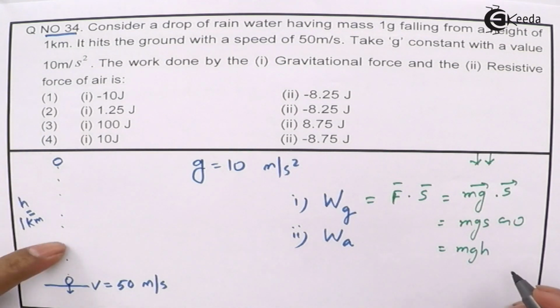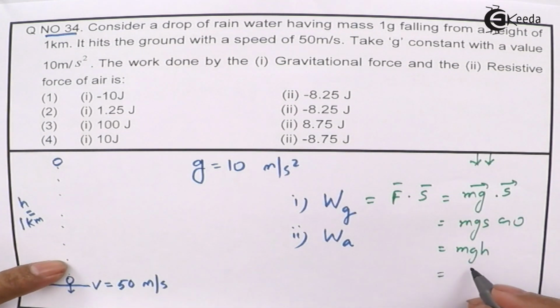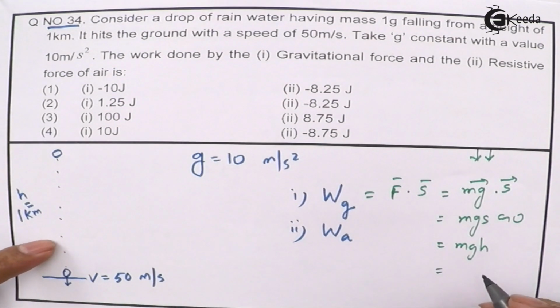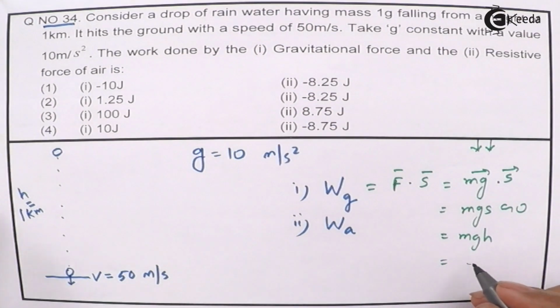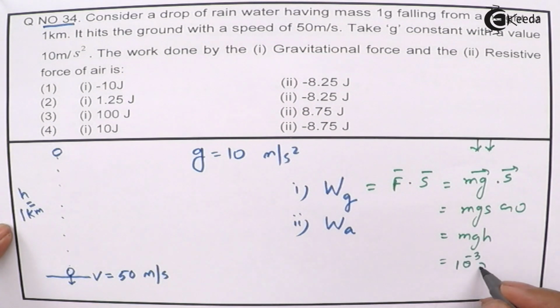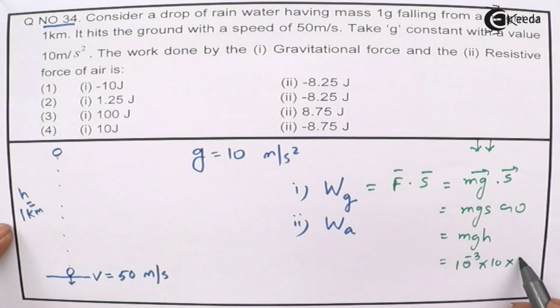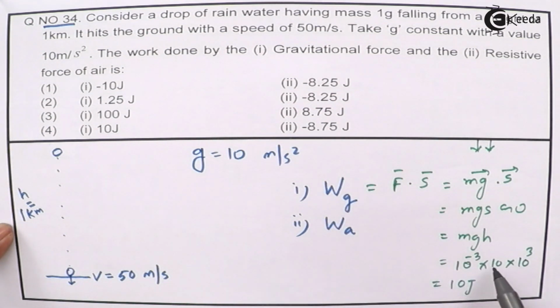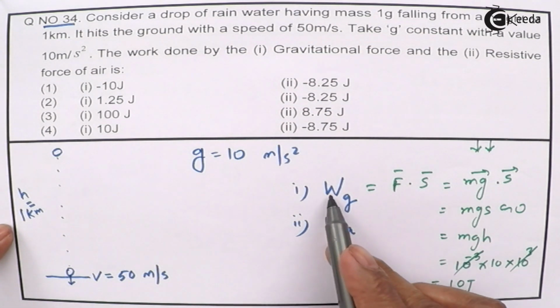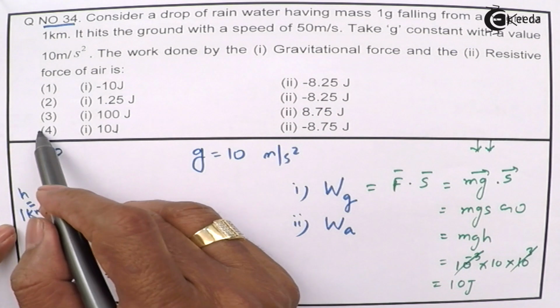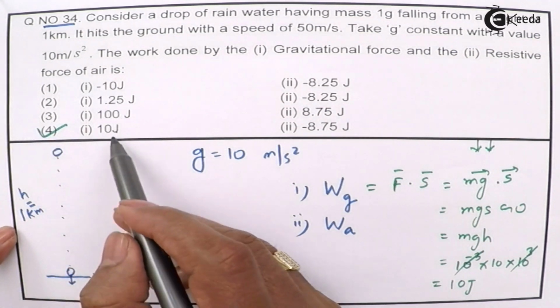This is the work done, and that comes out to be m is 10 raised to minus 3 kilogram, g is given as 10 in the question, and height is 1 kilometer, that is 10 raised to 3 meter. So everything is in SI system, so the work done will be in joule. This comes out to be 10 joule. This will cancel, 10 joule. So the first option, the answer should be 10. Here it is 10. So this should be the correct answer because there is no other option containing this.